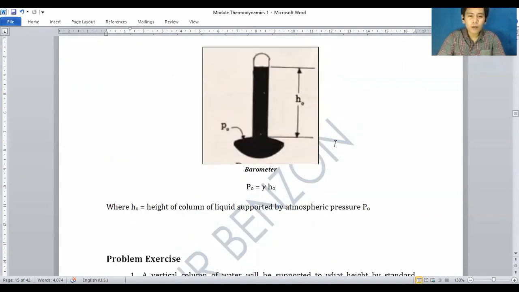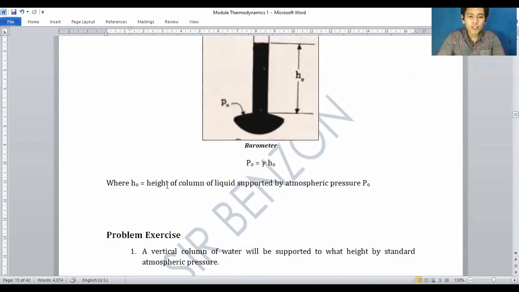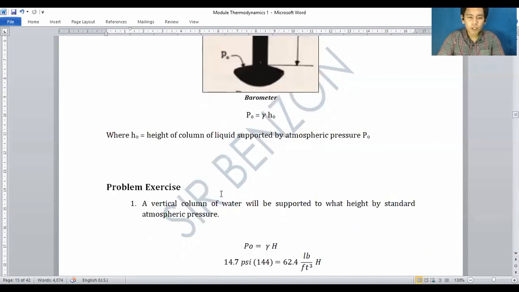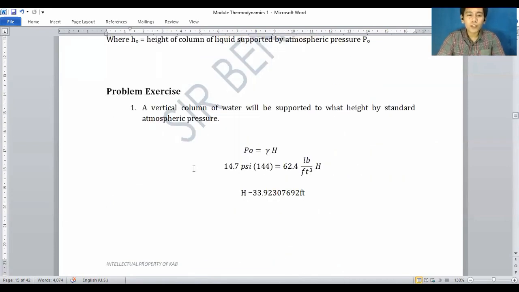Now, the formula of barometric pressure or the atmospheric pressure is atmospheric equals gamma h, where h is the height of column of liquid supported by atmospheric pressure. Now, to further elaborate our discussion, here is problem number 1 for us to solve. Problem number 1, a vertical column of water will be supported to what height by standard atmospheric pressure?